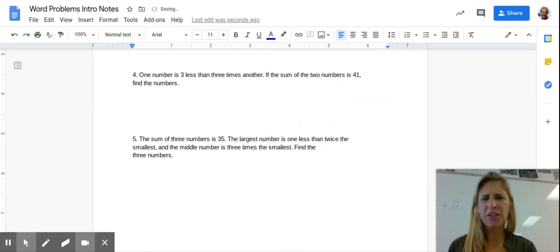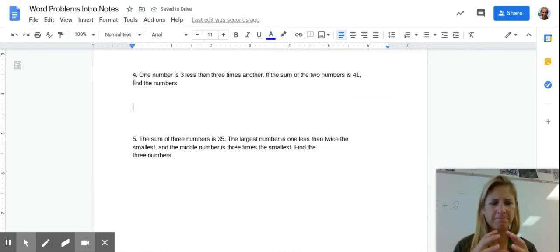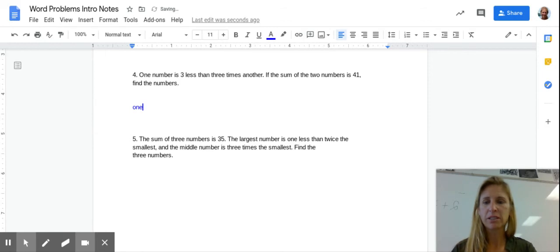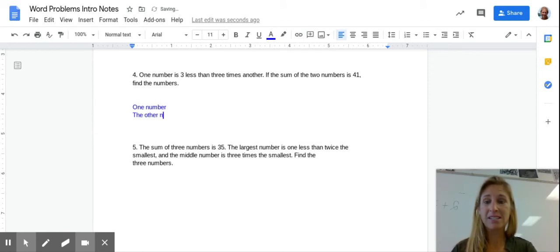It's just based on 2 numbers and how they connect to each other. So it says one number is 3 less than 3 times another. If the sum of 2 numbers is 41, find the numbers. So it's like, wait, do I have length and width? No. Do I have George's toys and Henry's toys? No. I just have one number and I have the other number. That's all that I've got. So I don't always have a real world example. I'm just talking about 2 numbers.